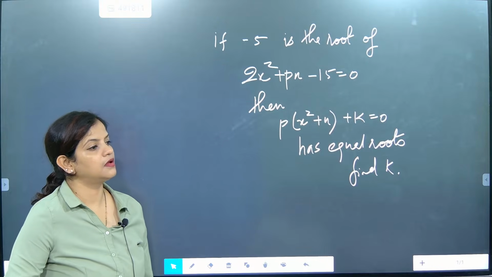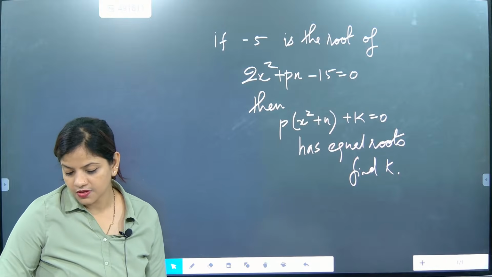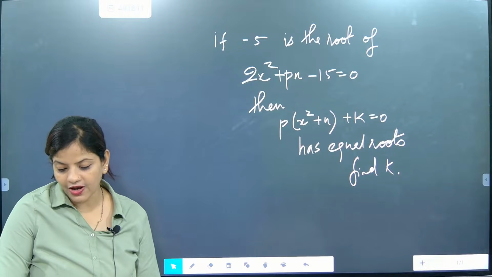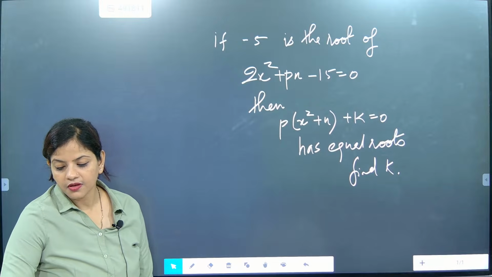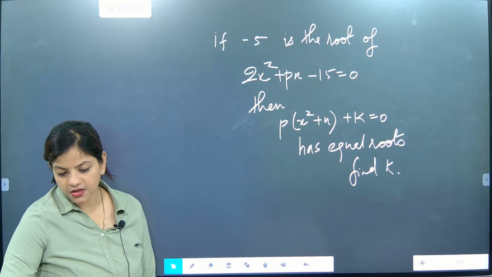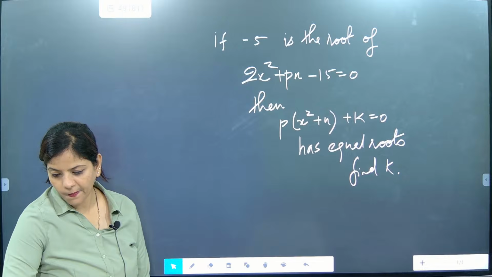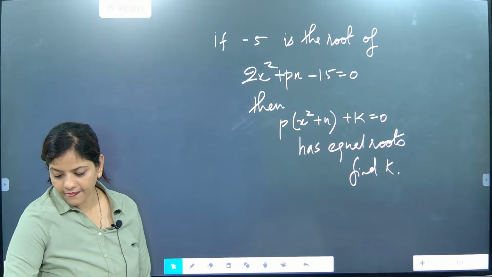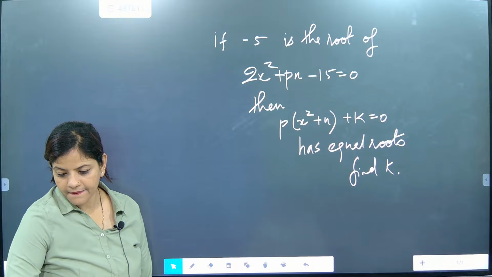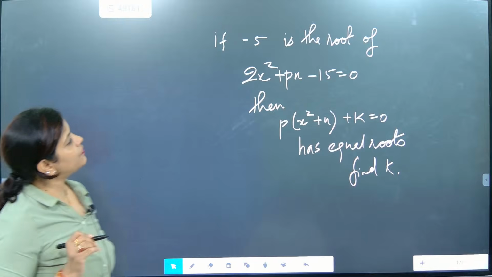K is coming as 6? Anyone? What is the value of P first? Give me the value of P. If you get the value of P, then only we will talk about k. Maha has given the answer. Please check, minus 5 is the root.